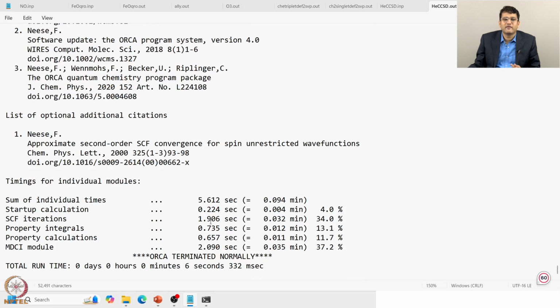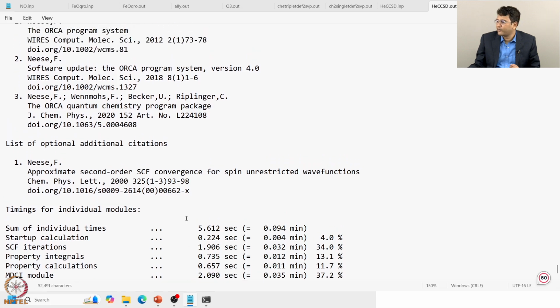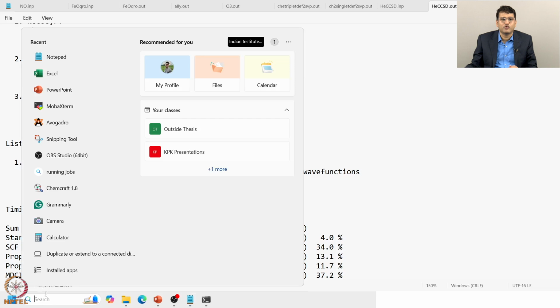So for SCF it has taken slightly less than 2 seconds, whereas the MDCI module, the coupled cluster module, has taken slightly more than 2 seconds. But one difference you will already see is that with respect to MP2, the coupled cluster timings are higher. As we said, the T1 diagnostic is a signature of a system where my starting orbitals are not good. One can try an example of ozone.